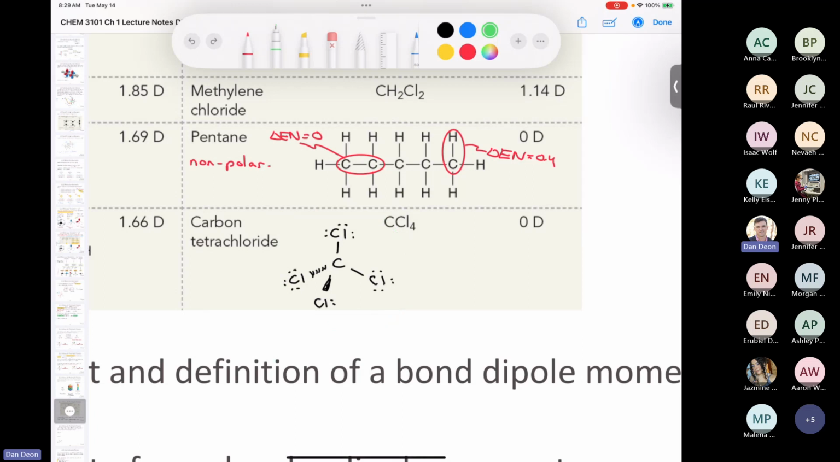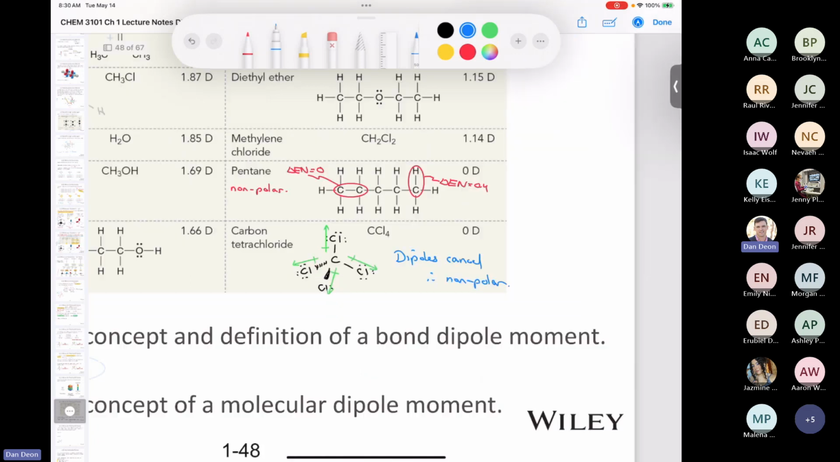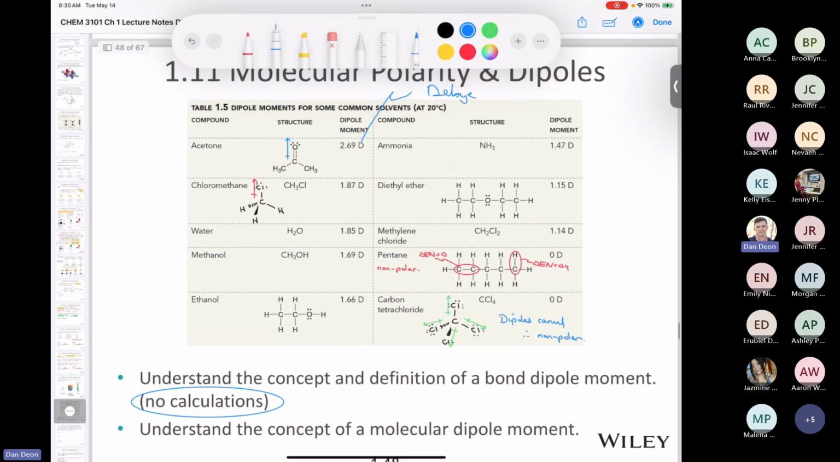So if we draw the dipoles, there's one in this direction, one in this direction, one in this direction, and one in this direction, and they cancel each other out. So we could write here, dipoles cancel, therefore nonpolar. So like I said before, you can have polar bonds in a molecule and have it be a nonpolar molecule.